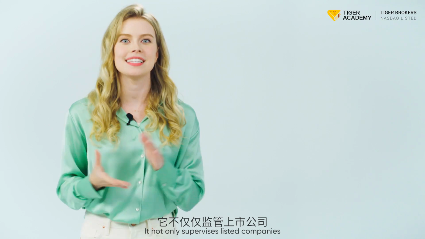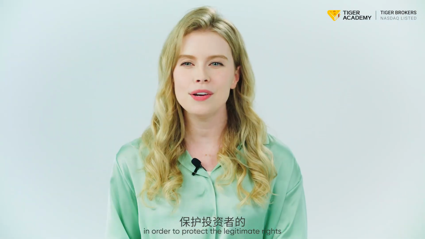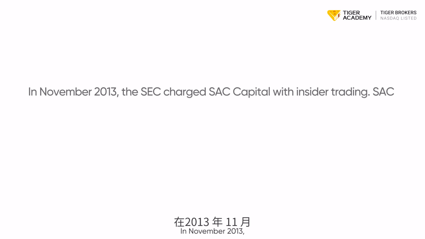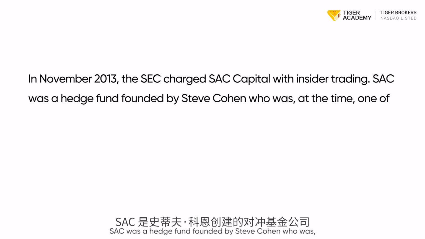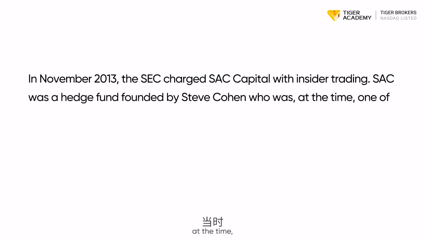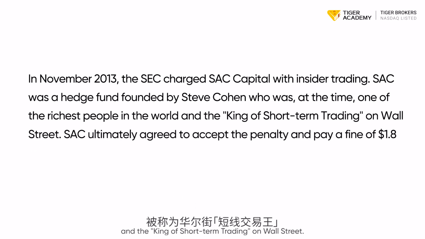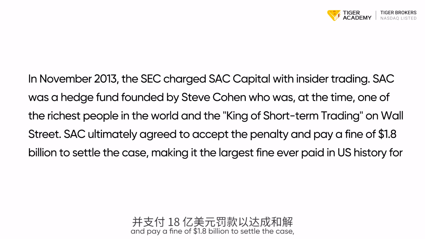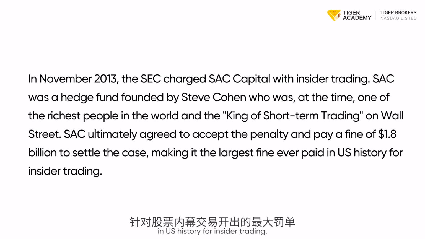It not only supervises listed companies, but also oversees trading by insiders and investigates financial fraud in order to protect the legitimate rights and interests of investors. The SEC has had many famous regulatory cases, such as, in November 2013, the SEC charged SAC Capital with insider trading. SAC was a hedge fund founded by Steve Cohen, who was, at the time, one of the richest people in the world and the king of short-term trading on Wall Street. SAC ultimately agreed to accept the penalty and pay a fine of $1.8 billion to settle the case, making it the largest fine ever paid in US history for insider trading.